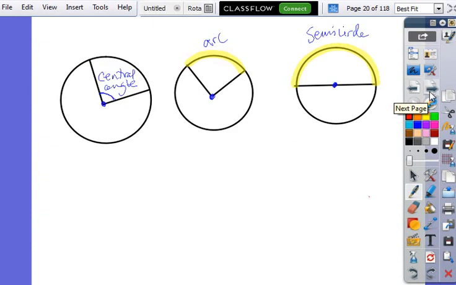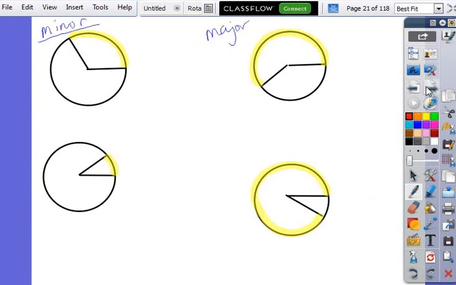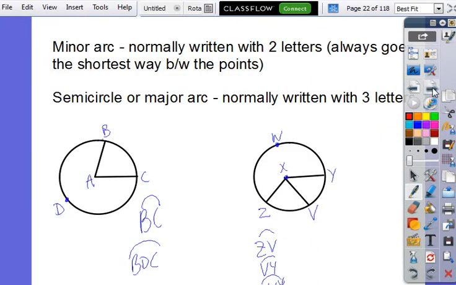Central angles, arcs, semicircle. The 2 minor arcs on the left, 2 major arcs on the right. Hopefully we're good there. If it gives you 2 letters, which way do you have to go? The shortest, closest way you can go. CB and BC are the same exact thing. But if it gives you 3 letters, you have to go in the order that they give them to you. So like ZVY, I have to go this way for that.